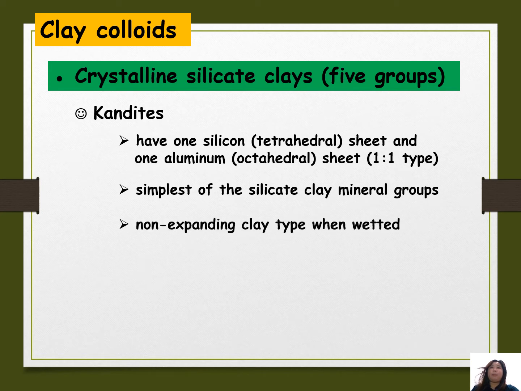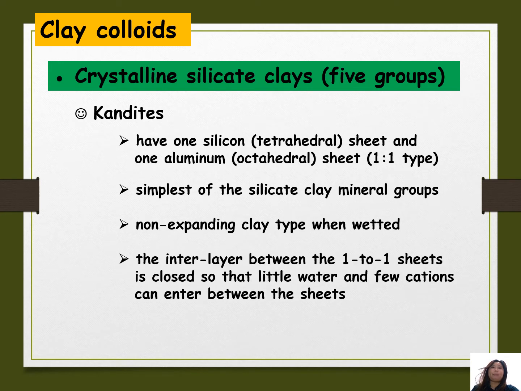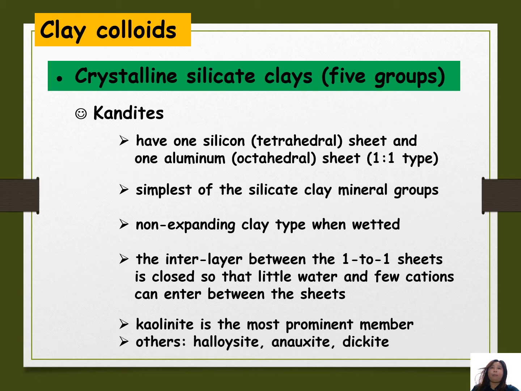They are non-expanding. They do not expand when wet. The interlayer between the 1:1 sheets is closed so that little water and few cations can enter between the sheets. And kaolinite is the most prominent member of this group. Other examples include halloysite, nacrite, and dickite.